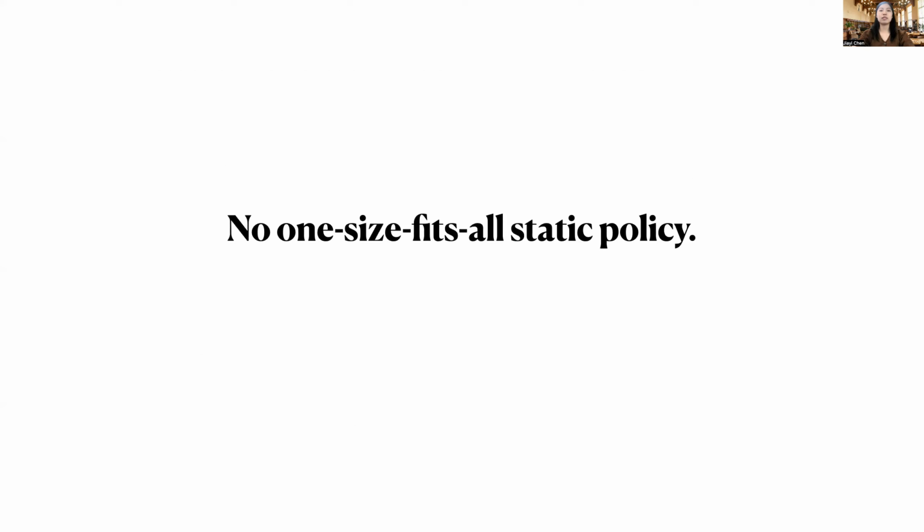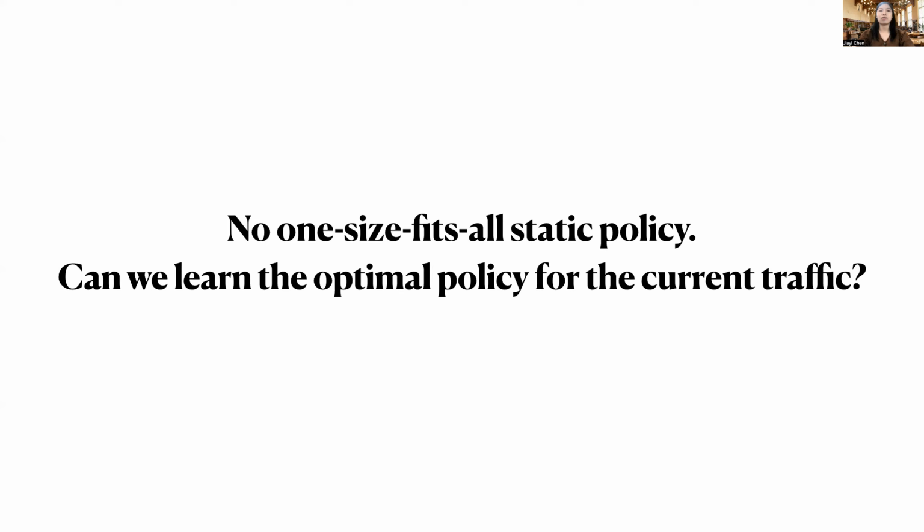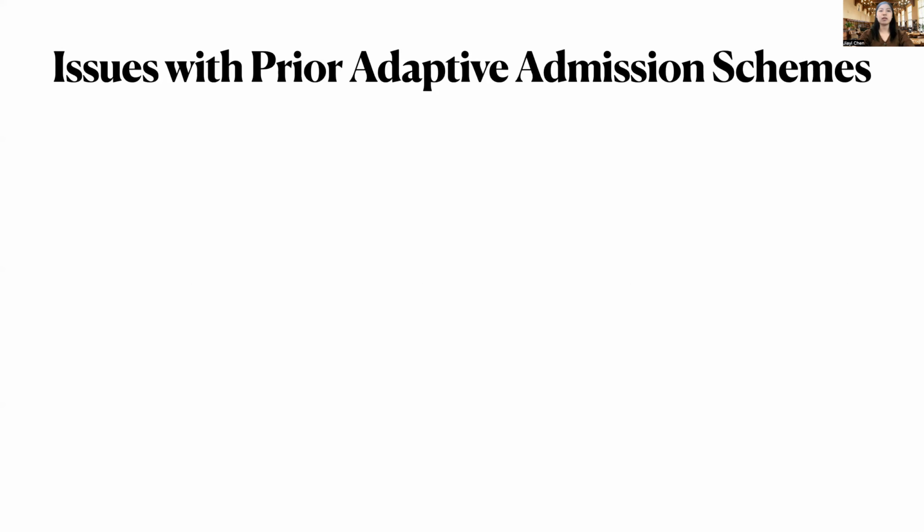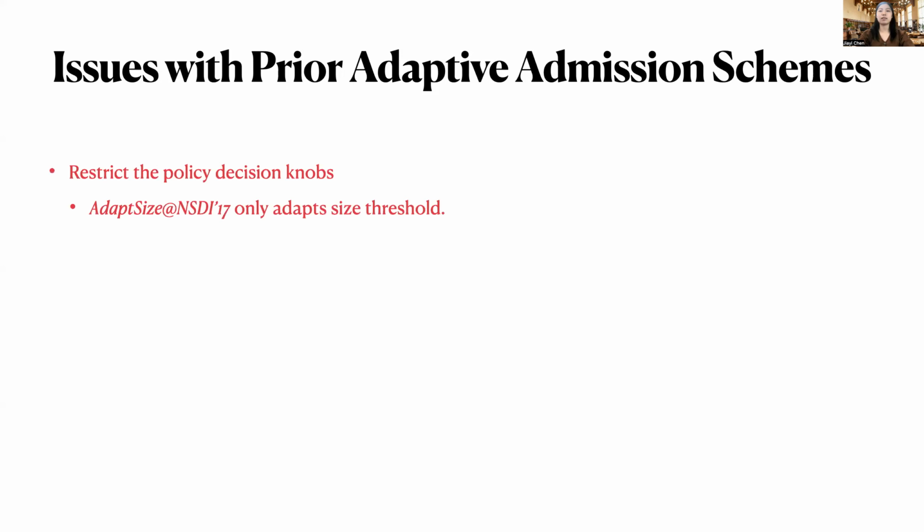Given that there is no one-size-fits-all static policy, we pose the question: can we learn the optimal policy for the current traffic? Previous attempts at building adaptive admission policies have their shortcomings. The first problem is some of them restrict the policy decision knobs. AdaptSize, for example, only adapts the size threshold.